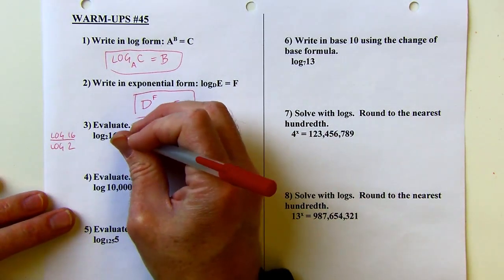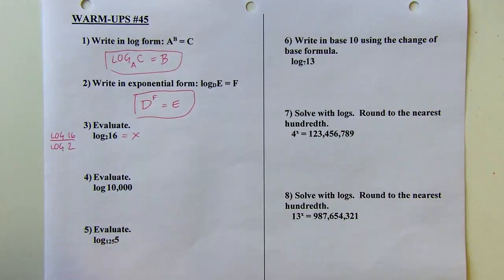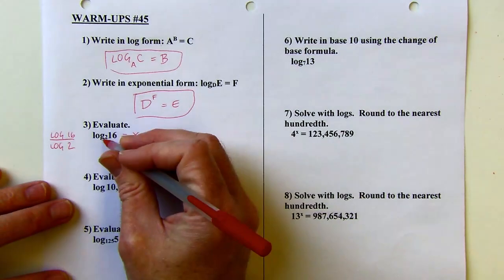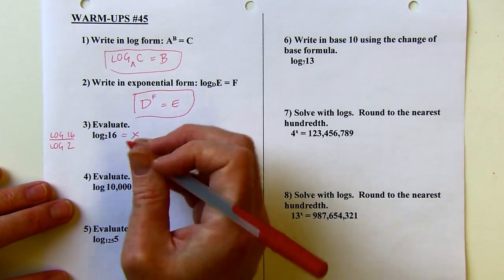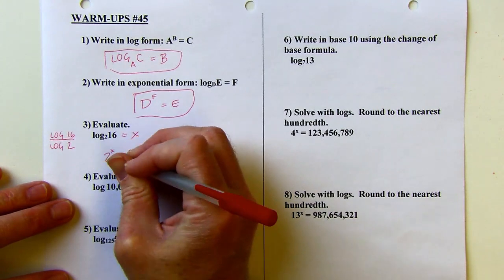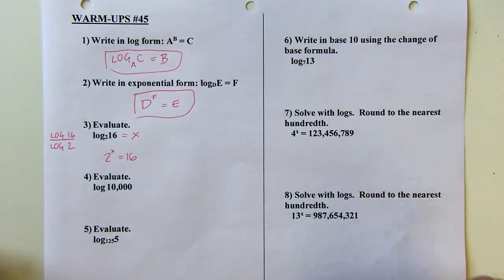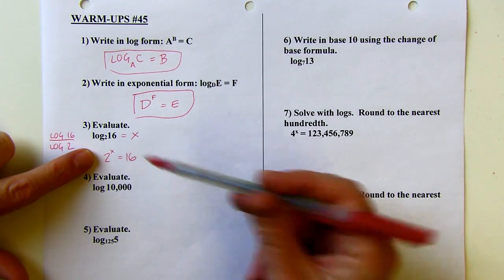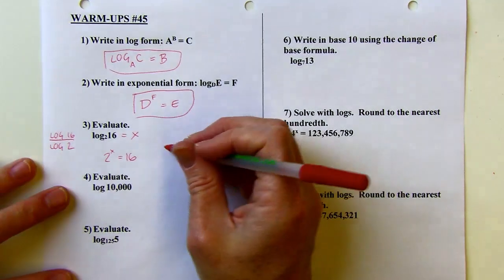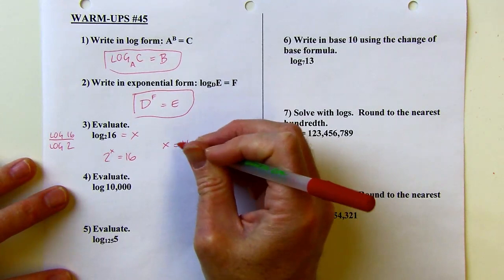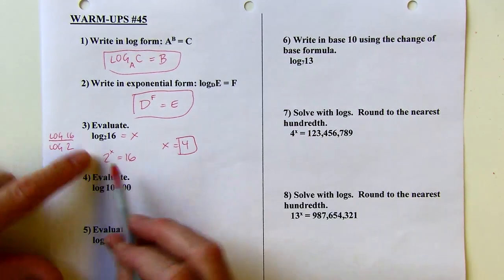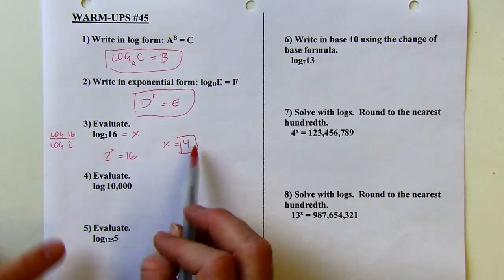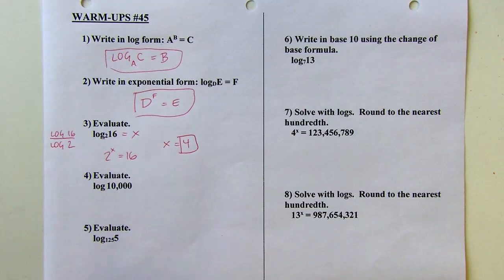So if I write an equation like so, and then I put this in exponential form, this means 2 to the x is going to equal 16. And that's something I can do in my head. 2 to the second is 4, 2 to the third is 8, 2 to the fourth is going to be 16. So this log here is equal to 4. And if you type this into your calculator, you should get 4 out.